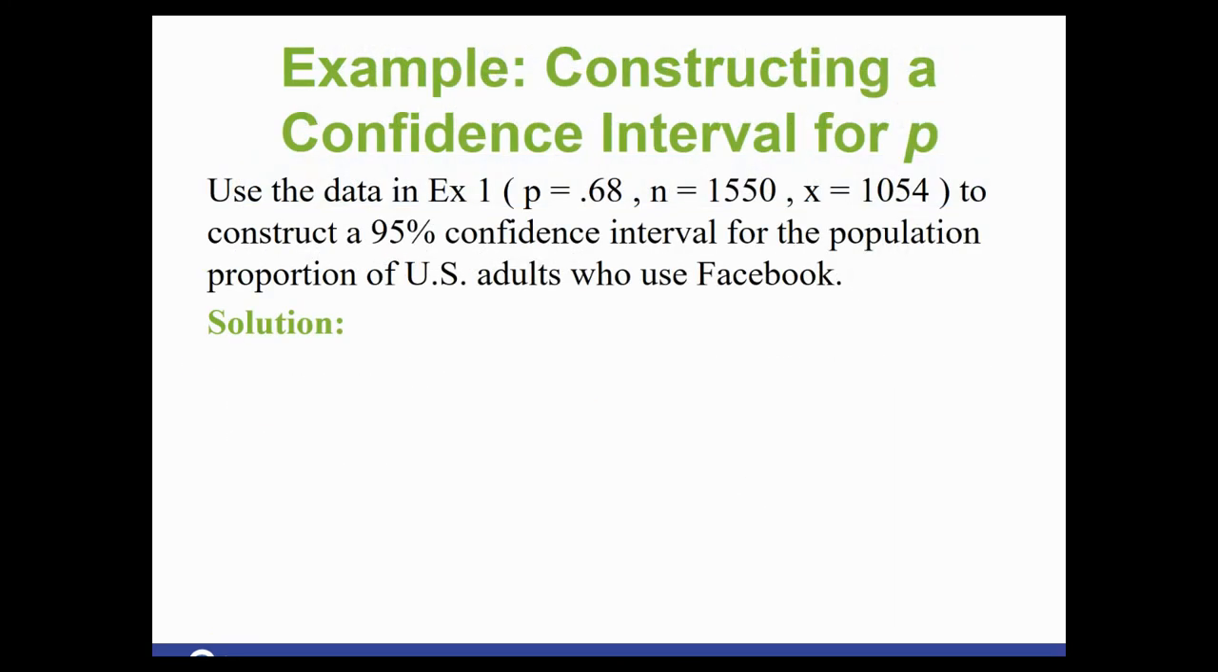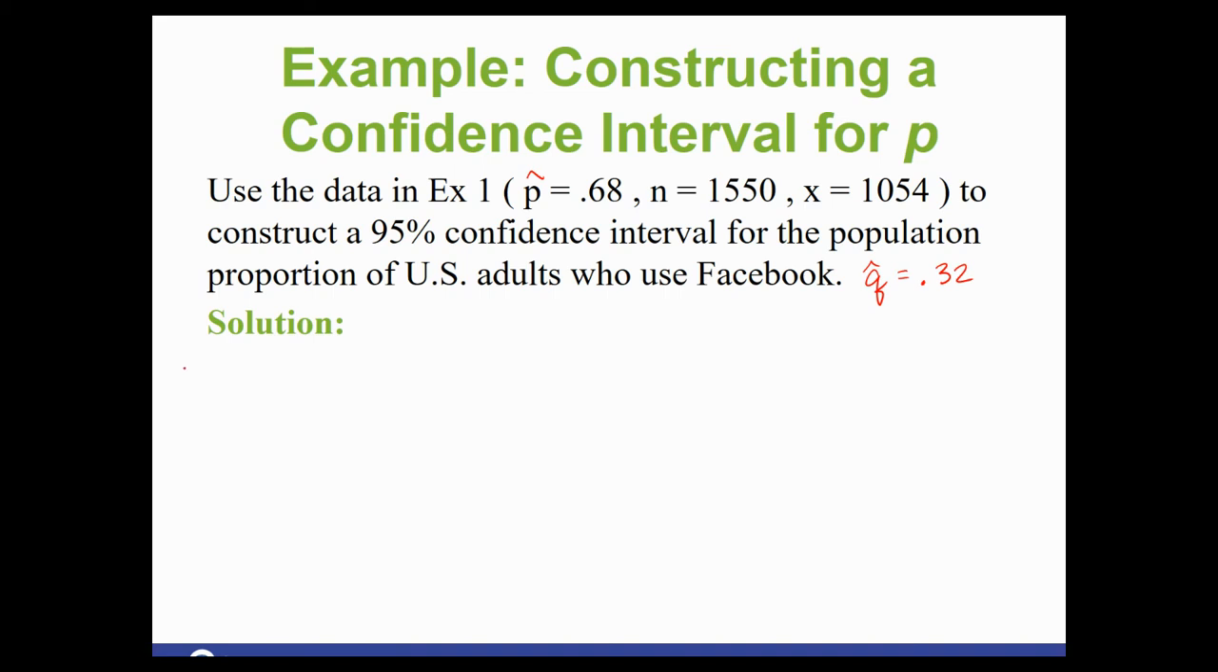So here's our first example. Use the data in example 1. We have our p hat is 0.68. Our sample size was 1,550. Our x was 1,054 to construct a 95% confidence interval for the population proportion of US adults who use Facebook. And just as a reminder, we also already found q hat as 0.32. So that was from 1 minus p.